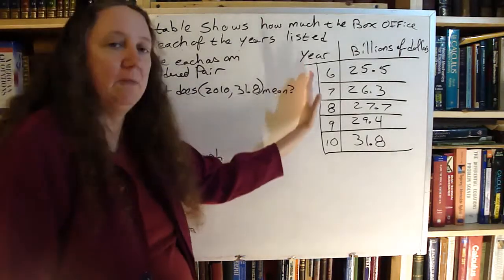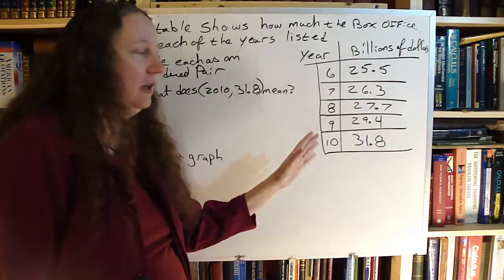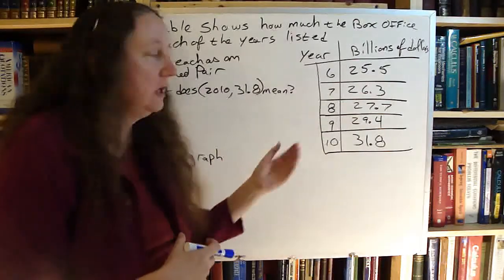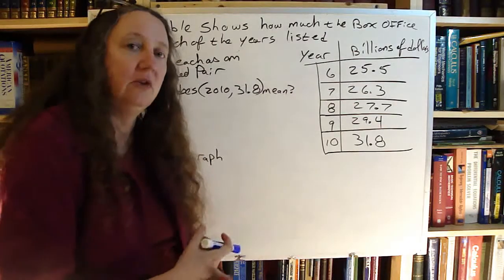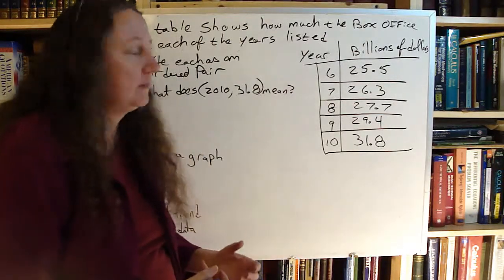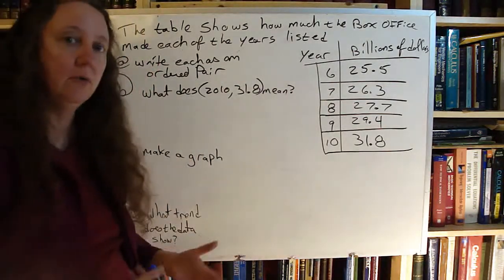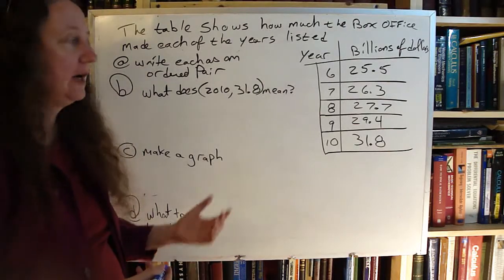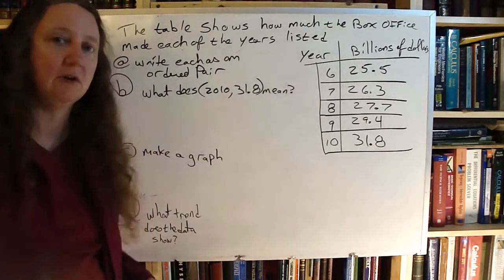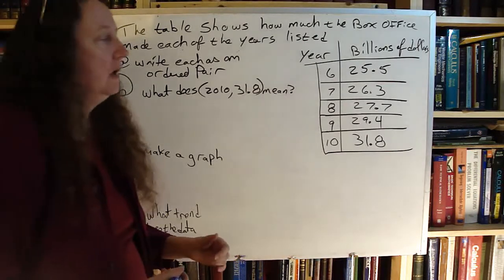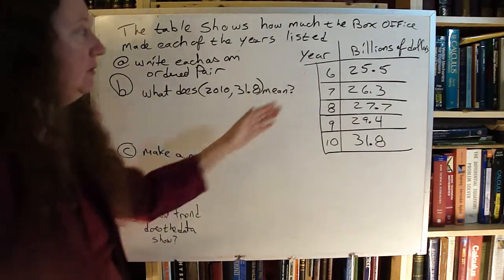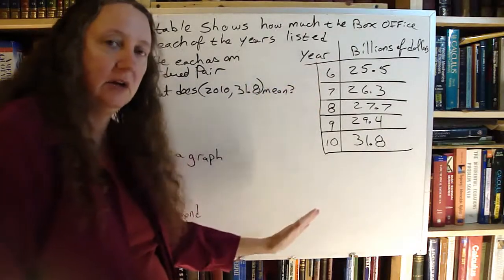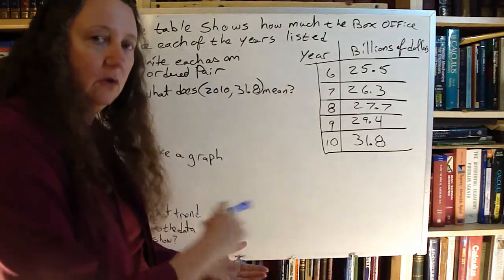So when I wrote my numbers down here, I left out the 2000 whatever, and I left in just 6, 7, 8, 9, 10. That's so that I don't have to write as much. The book, the homework, they want you to write out the entire 2006 and everything. So write each as an ordered pair. I'm going to write them just as 6, 7, 8, 9, 10 instead of 2006, 2007.